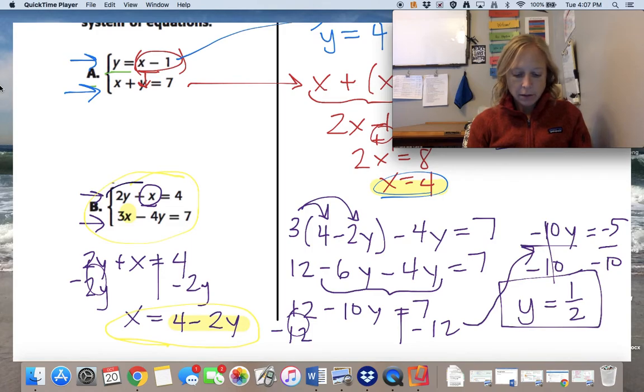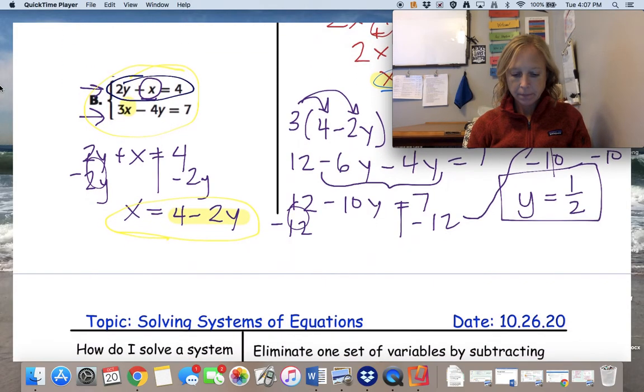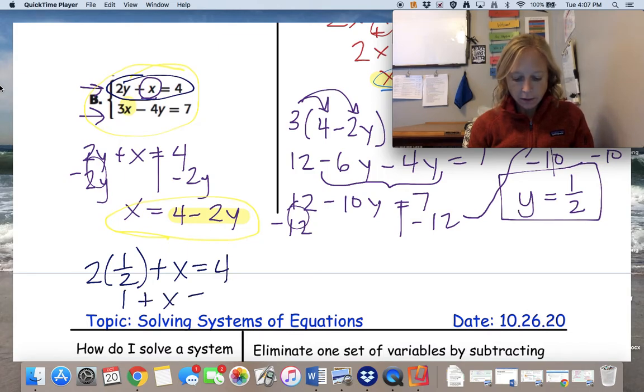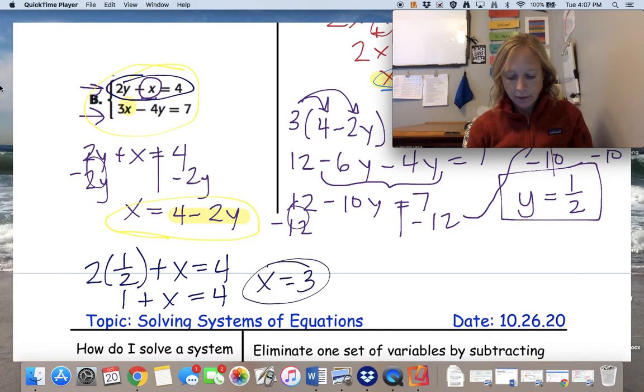So I am going to use this top equation. I'm going to put half in the y spot and solve for x. I'm going to need more space to do that. I think I can squeeze it in the space between pages here. So 2 times a half plus x equals 4. Half of 2 is 1. 1 plus x equals 4. Okay, we can see now x is equal to 3. Now I can write my ordered pair: 3, half. Oops, I started writing x.